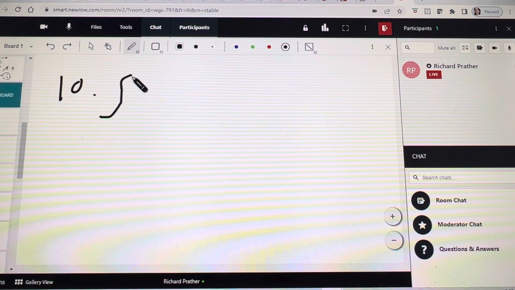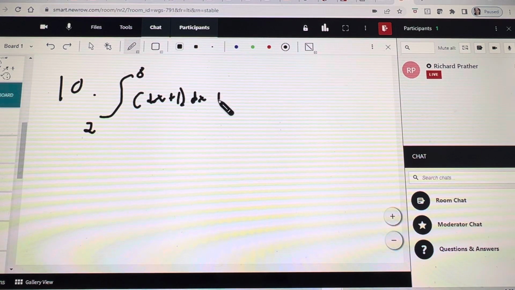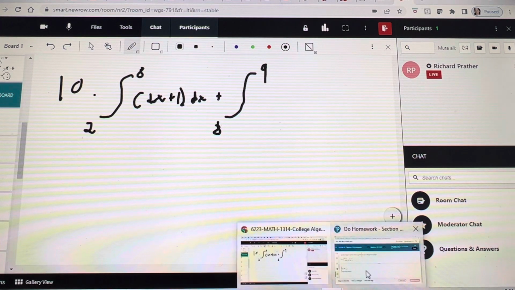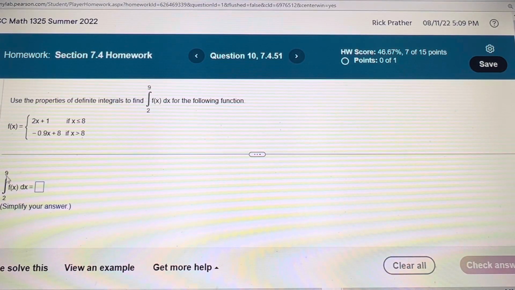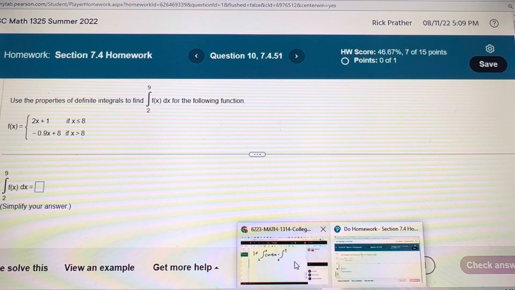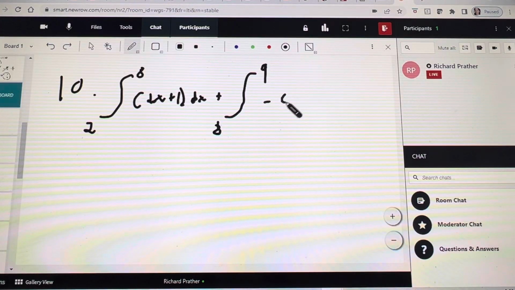Do an integral from 2 to 8 for 2x plus 1. And then we'll do another piece that goes from 8 to 9, was it? 8 to 9? Yeah, see, it stops at 9 for the other function. Negative 0.9x plus 8.